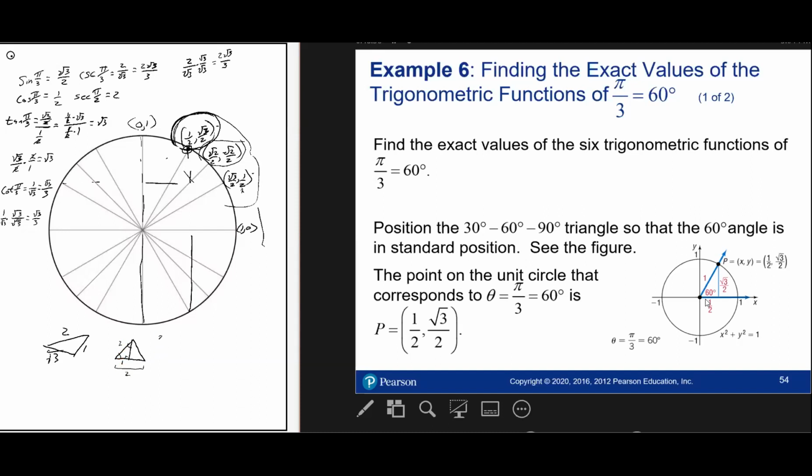So 2 squared is going to equal 1 squared plus that missing side squared. And so you end up with 4 equals 1 plus b squared, or 3 equals b squared. And I take the square root. And since I'm dealing with a length, I don't worry about the negative square root. So this is a positive square root of 3 equals that length of side. So that's where we get 1, 2, square root of 3.